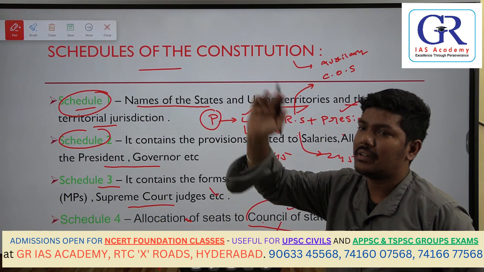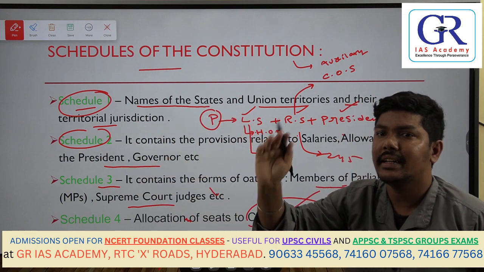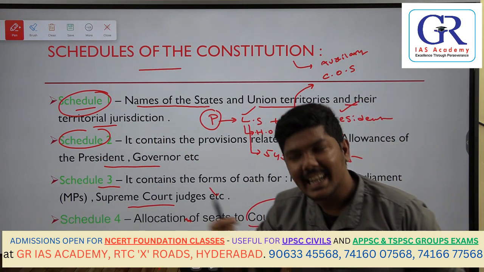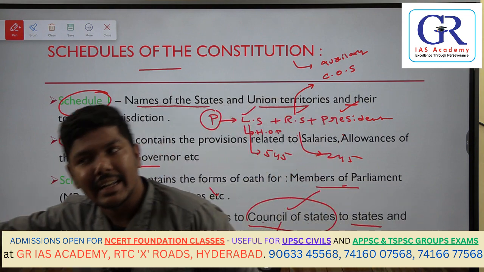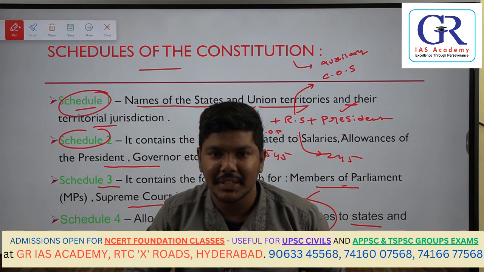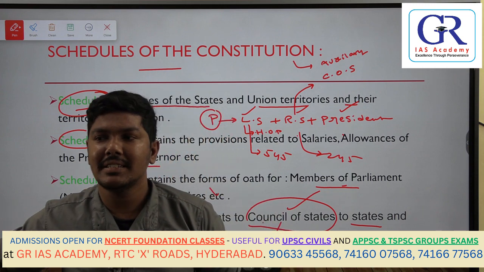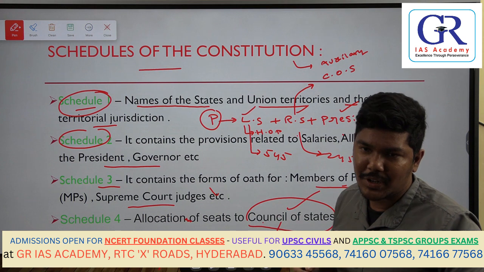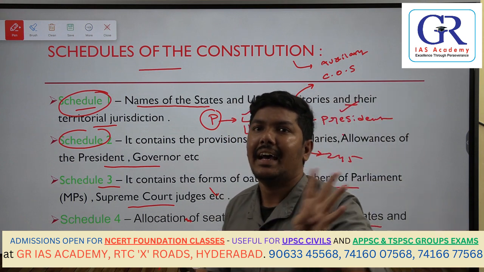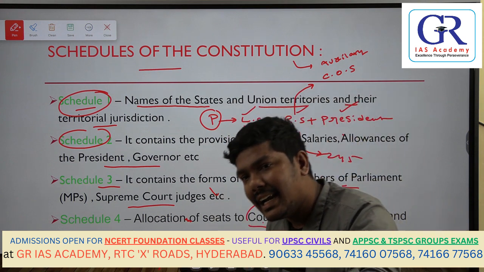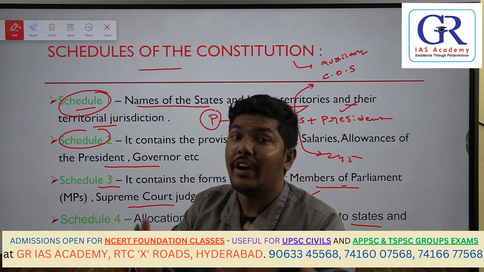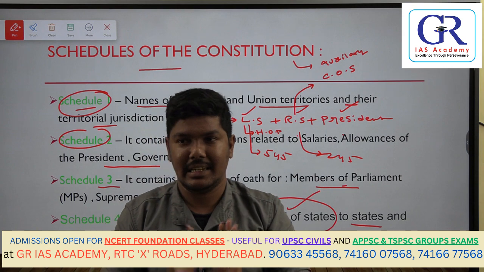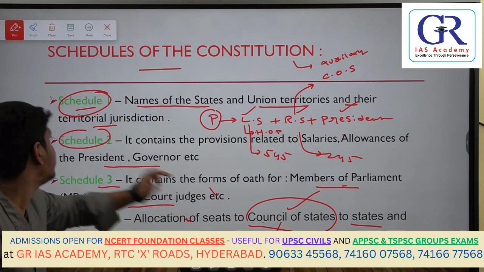Schedule number 1 talks about the names of the states and the union territories and their territorial jurisdiction. Schedule number 2 talks about salaries and allowances of the President, Governor, and other bodies. Schedule number 3 talks about oaths of the important officers, for example members of Parliament, Supreme Court judges, etc. And Schedule number 4 talks about allocation of seats in the Council of States to the states and union territories. That is Schedule number 4.